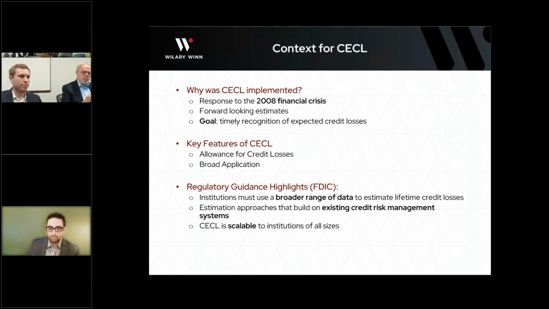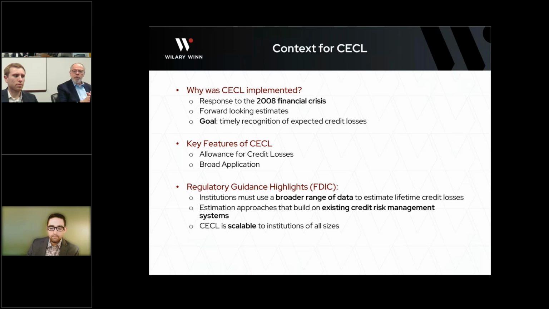Well, we believe it was in response to the 2008 financial crisis, where the incurred loss model really didn't capture the risk that banks and credit unions were facing going into 2009, 2010. So the standard really contemplated forward-looking estimates, and the goal is timely recognition of expected credit losses. The key features of CECL are it's an allowance for credit losses, ALL goes away. It has broad application, and we'll talk about that in a minute.